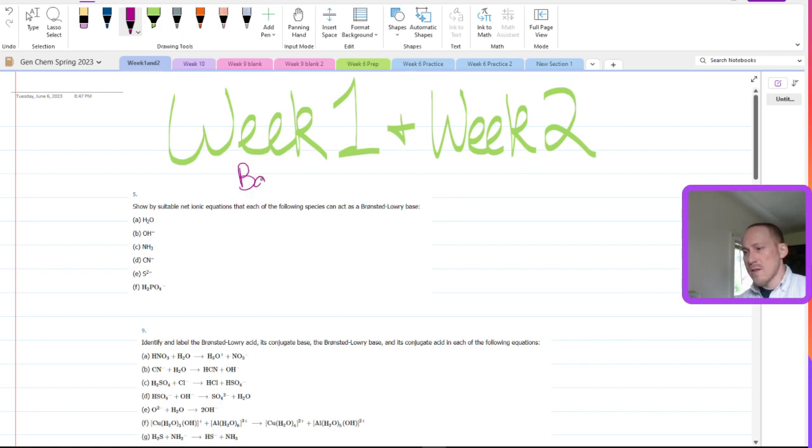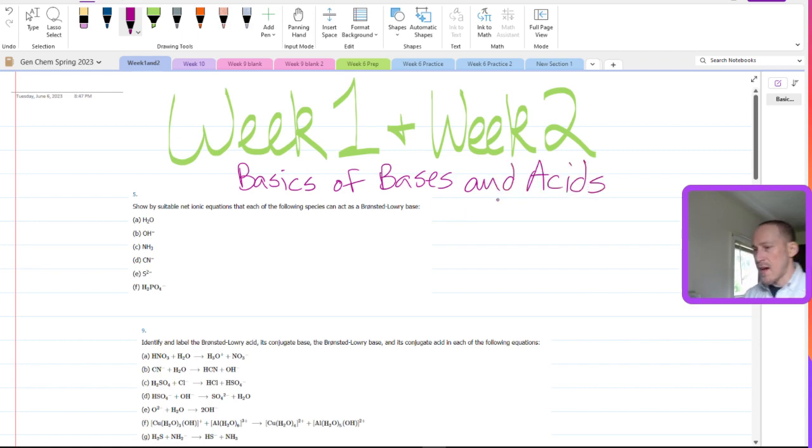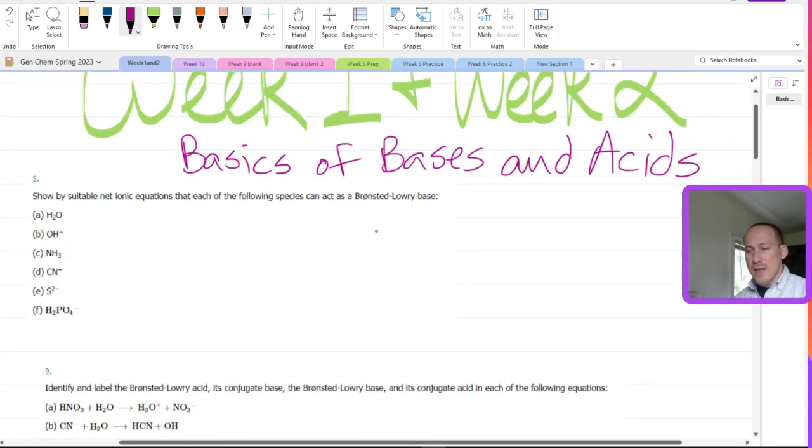So again, this is the basics, and I mean pun intended, pun noted, pun constantly occurring. This is the basics of bases and acids. I did that backwards just for the pun. Not that bases come first or last, but let's just dive into this.